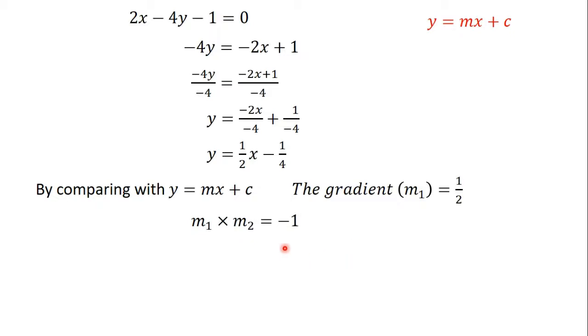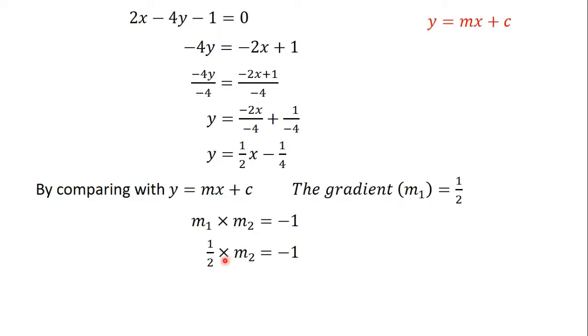We have seen that m1 times m2 is equal to minus 1. Remember that m2 is the gradient of the line that passes through the point 2, 4. We have found m1 to be half, so we will replace m1 with half. This will give us 1 divided by 2 times m2 is equal to minus 1.